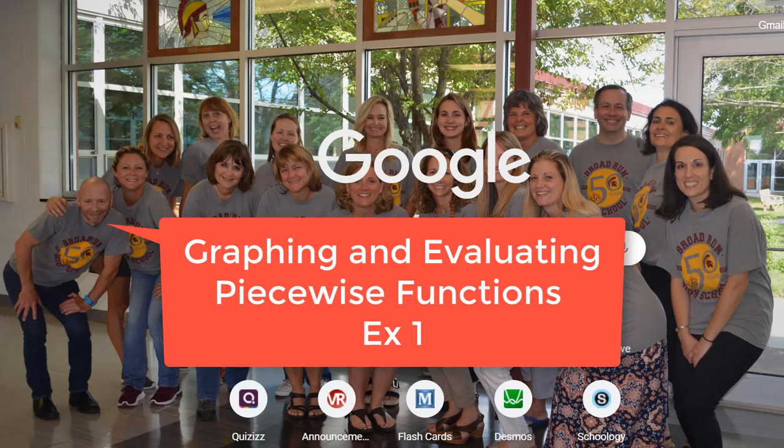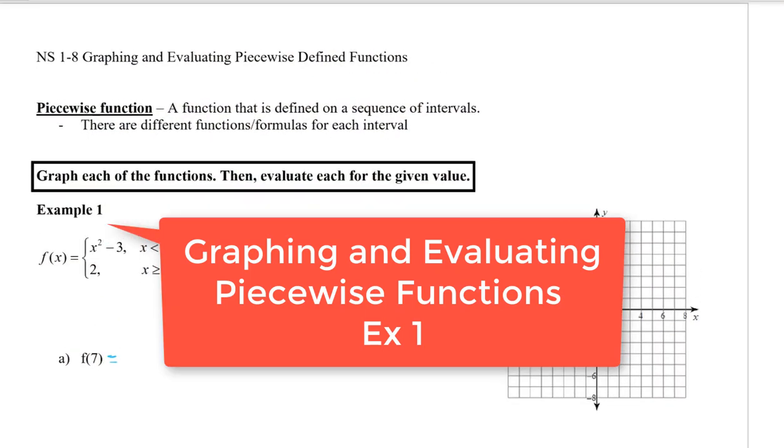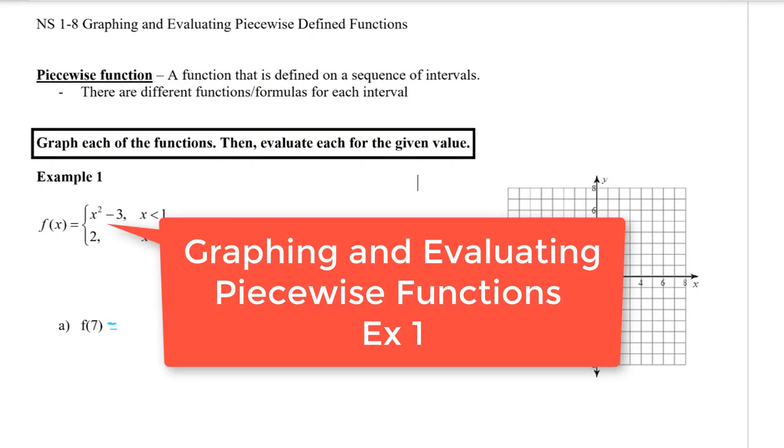In this video, we're going to take a look at graphing and evaluating piecewise functions. So what is a piecewise function? A piecewise function, that's just a function that has different pieces.